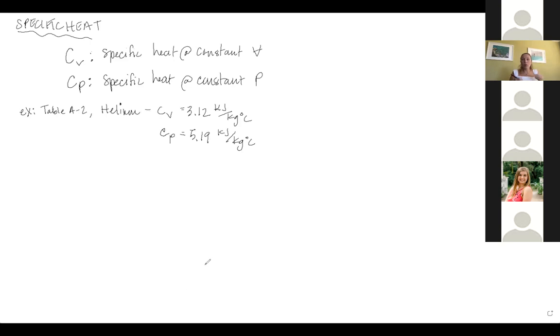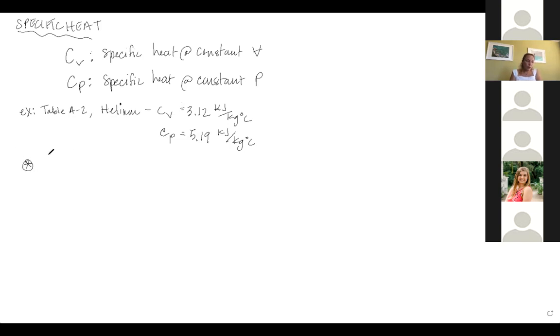So this is important for gases. They have different specific heats depending on if the volume is constant or the pressure is constant. So you need to make sure you're looking up in table A2 either your C sub V or your C sub P based on your conditions.